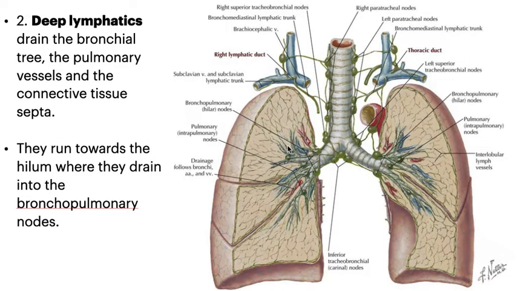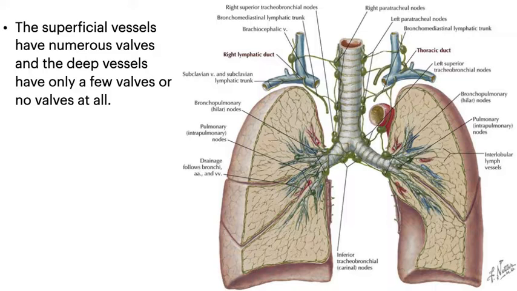The deep lymphatics drain the bronchial tree, the pulmonary vessels, and the connective tissue septa, running towards the hilum and draining into the bronchopulmonary nodes. The superficial vessels have numerous valves in them, and the deep vessels have only few or no valves at all.